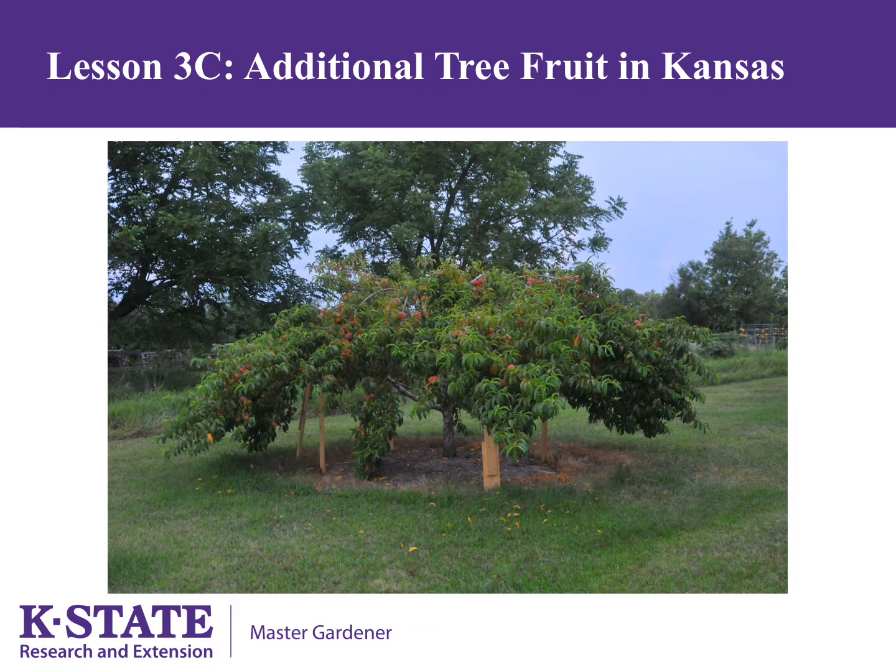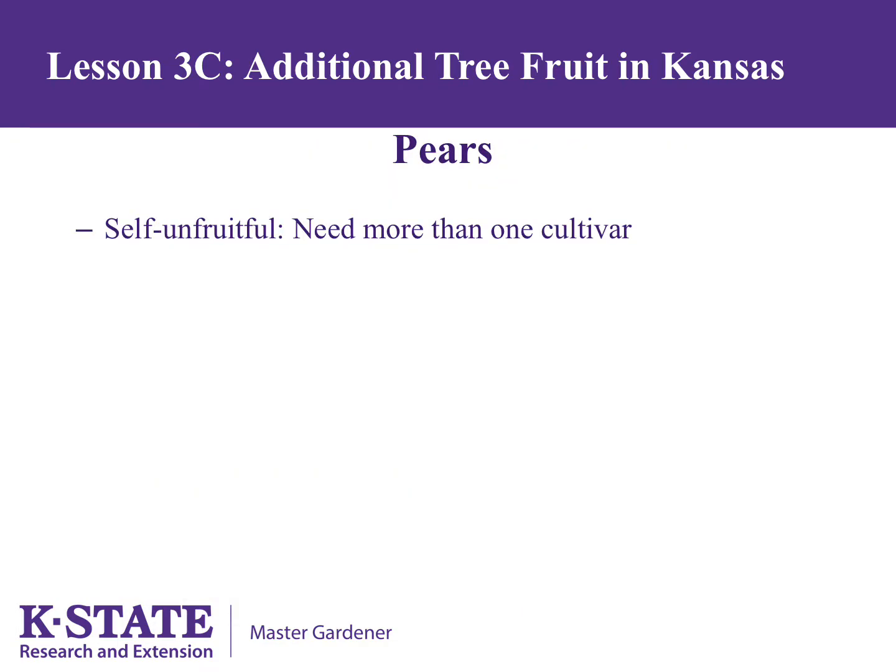This will be our last lesson on fruit, and will cover tree fruit other than apples, which was covered in our last lesson. Pears are a crop that we can grow well in Kansas. Often, if there is one tree still alive in an abandoned orchard, it's the pear. Pears are self-unfruitful and therefore need cross-pollination. In other words, we need two different cultivars of pears to get fruit.